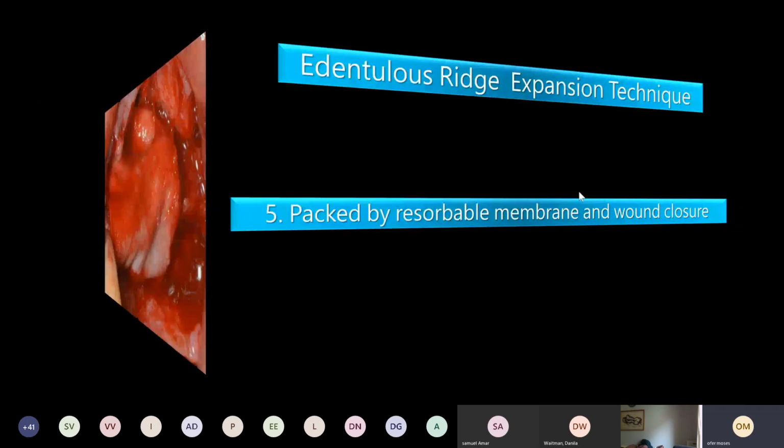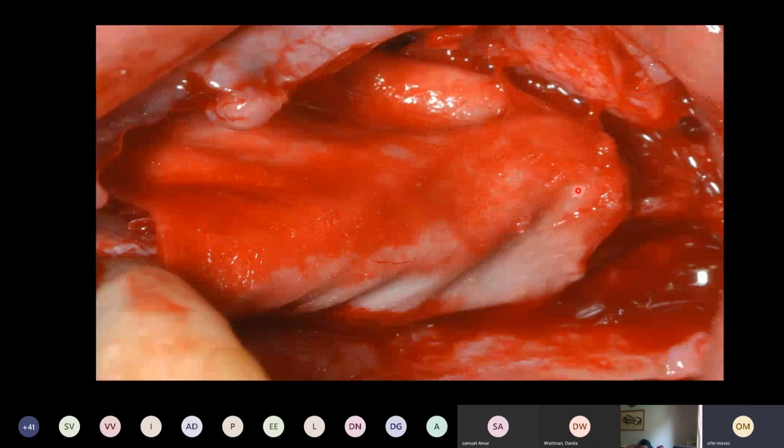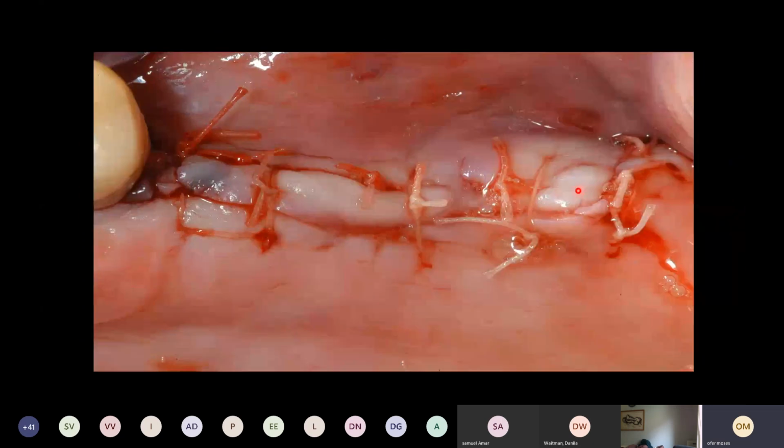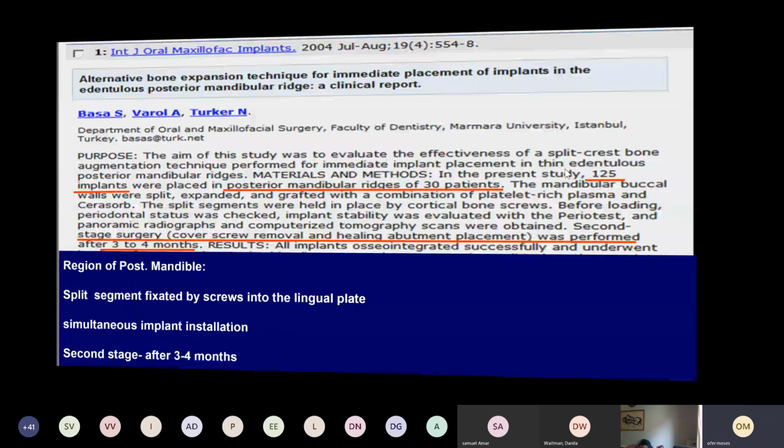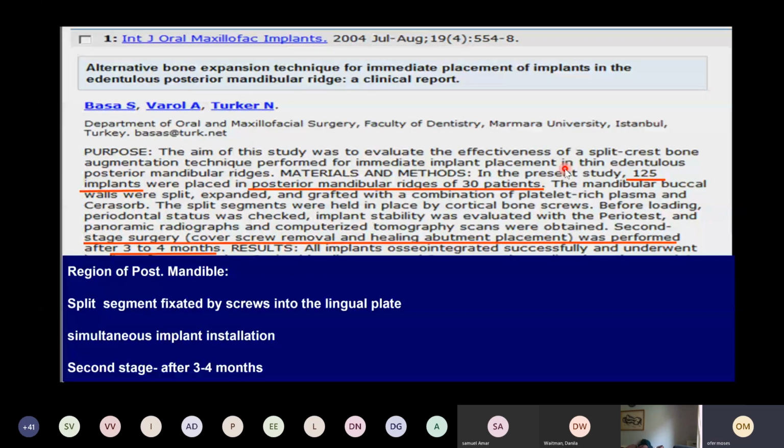In these cases, as a routine, we prefer to use a resorbable membrane. And of course, to close it with tension-free sutures, and try to spare perforation of the soft tissue. Most of it is because we use too much tension to close the two flaps together.